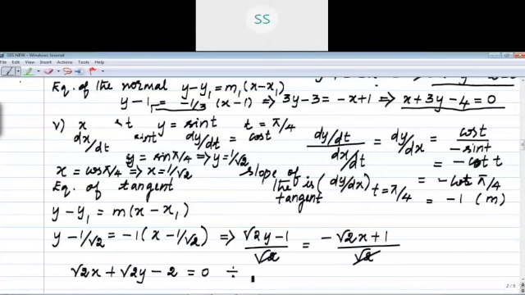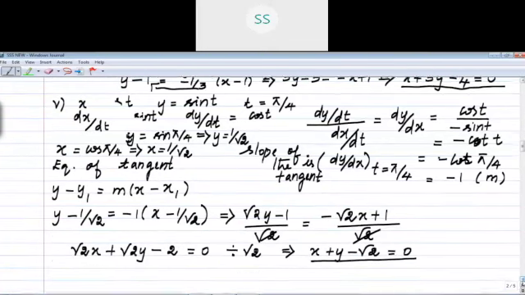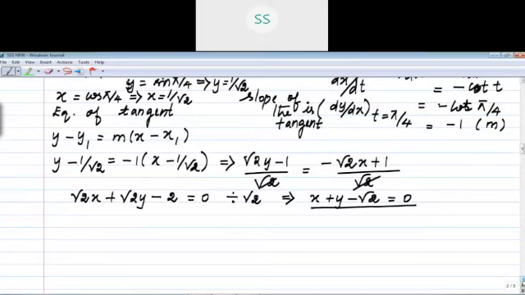If you want, you should divide throughout the equation by root 2, right? Which implies x plus y minus root 2 equal to 0, or otherwise the previous step itself you can keep, right? No problem. This is your equation of the tangent, right? I'm going to underline it. Equation of the tangent. Now I'm going to move to equation of the normal.